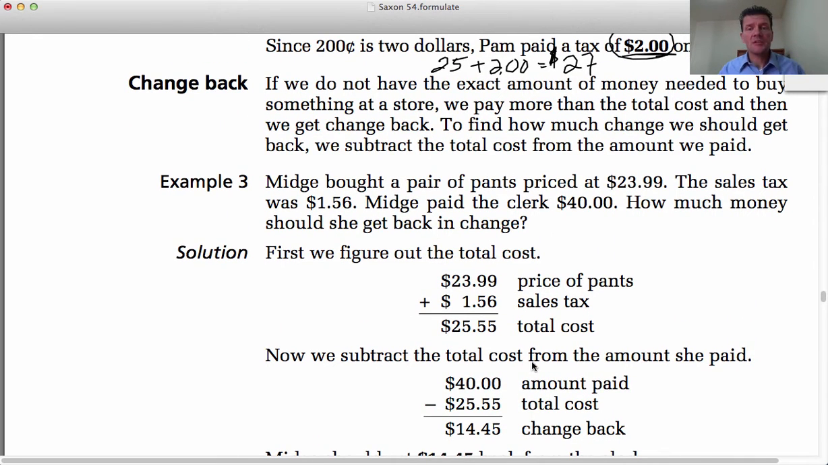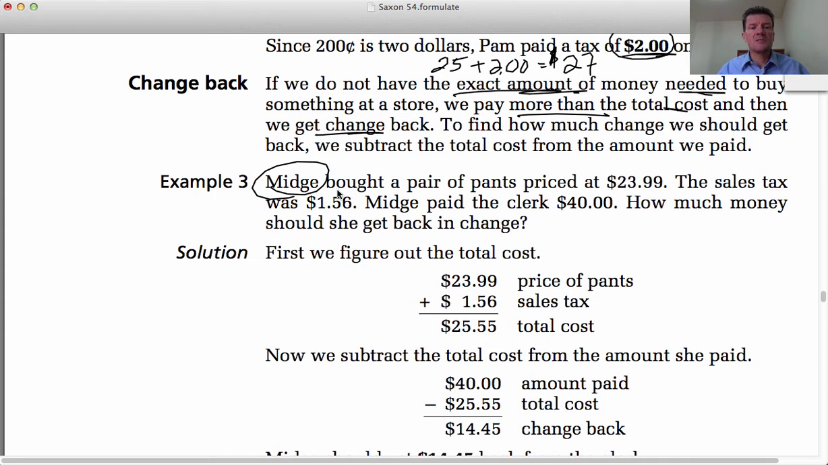In the next example here, you're asked to figure out how much money you would get back if you paid for something and you gave the attendant or the clerk or whoever more than you need to pay, and they owe you some cash back. Okay? So if you don't have the exact amount of money that you need to purchase something, you usually give them more than the total cost, and then you get some money back because you don't have the exact amount. So we want to figure out how much change, how much cash, how much money would you get back.